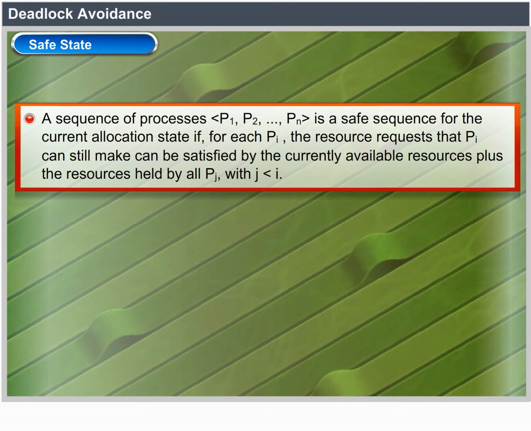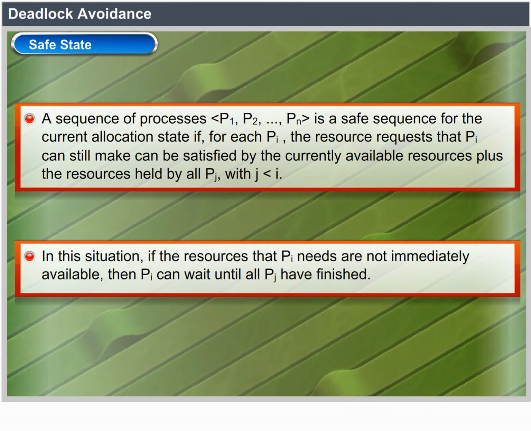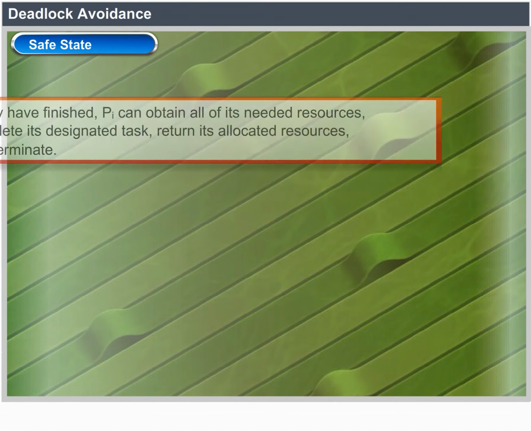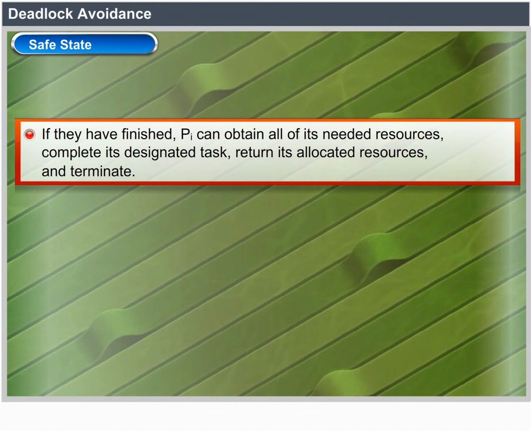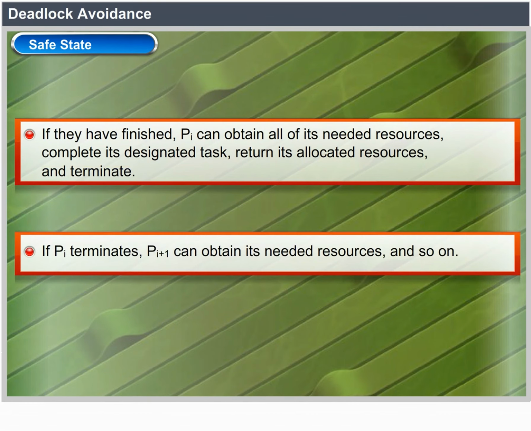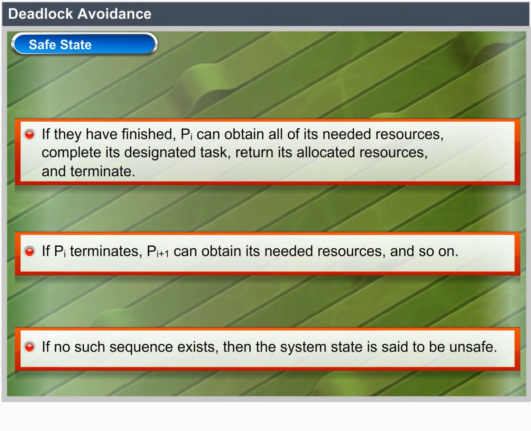In this situation, if the resources that Pi needs are not immediately available, then Pi can wait until all Pj have finished. When they have finished, Pi can obtain all of its needed resources, complete its designated task, return its allocated resources, and terminate. When Pi terminates, Pi plus 1 can obtain its needed resources, and so on. If no such sequence exists, then the system state is said to be unsafe.